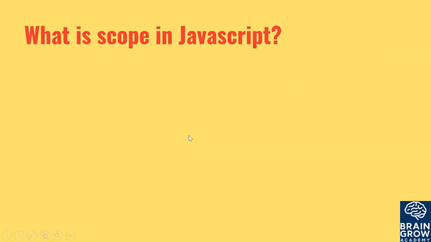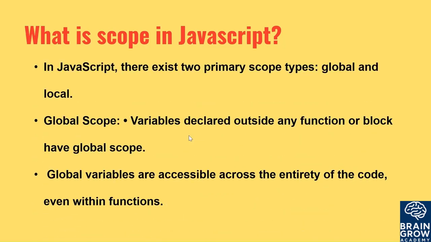And what is the scope in JavaScript? We discussed in how JavaScript works in this section, what is the scope and ways to scope. So there are two scopes inside JavaScript. The first one is global scope. When a variable is declared outside of any function or block, that means it belongs to the global scope, and global variables are accessible across the entire code, even within the functions.